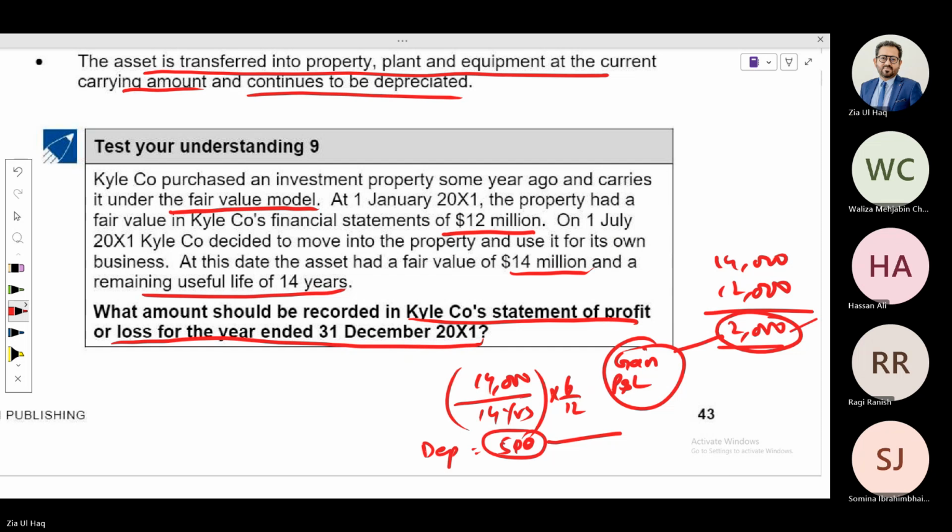Is that fine? Nothing should be recorded in other comprehensive income relating to investment property. So from now onward, if the company records this PPE on revaluation basis, then they will charge to other comprehensive income again. So in profit and loss account, this gain should be recorded and this depreciation should be recorded for the current year.